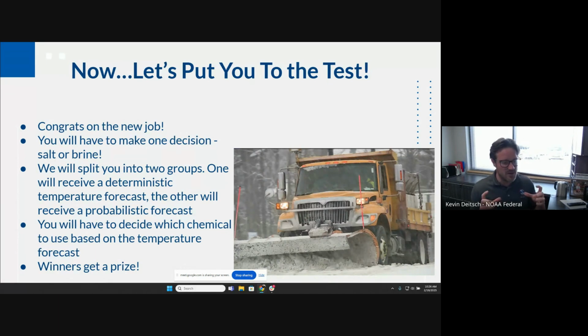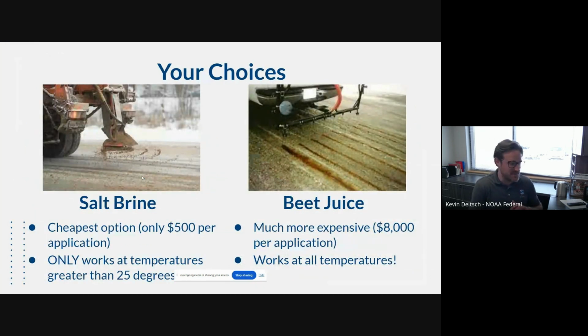Basically what you're going to do is decide which chemical to use based on your temperature forecast. If you were in the room, you would have got a prize, but you're not in the room, so you don't get a prize. I'm sorry. But here are your choices: salt brine and beet juice. We worked with MoDOT, Missouri Department of Transportation, on some of these values, at least the ratios of the values. Obviously, it takes more than $500 to salt Missouri, but the ratio of the values makes the game a little more realistic.